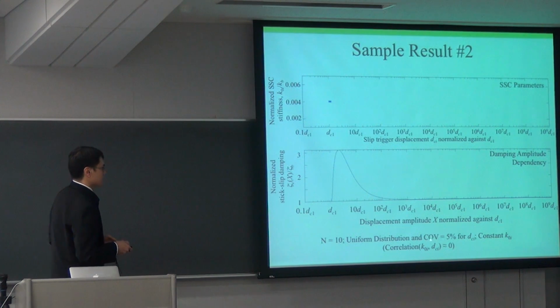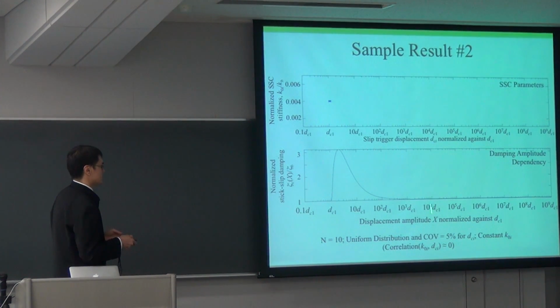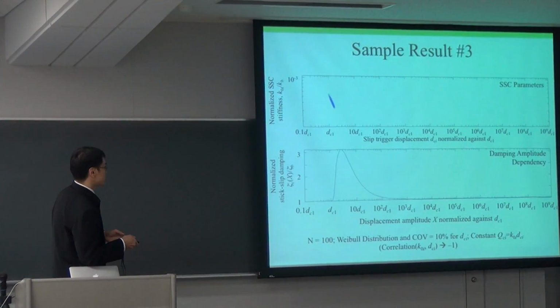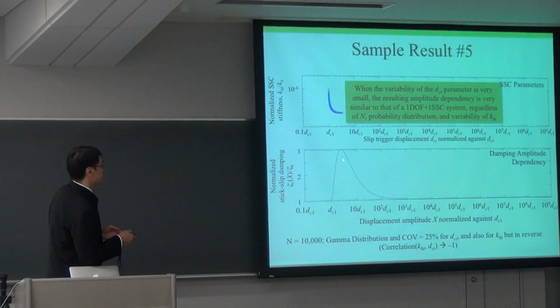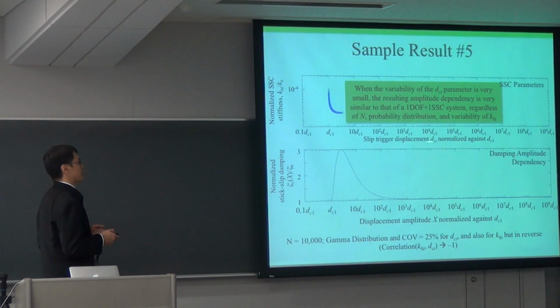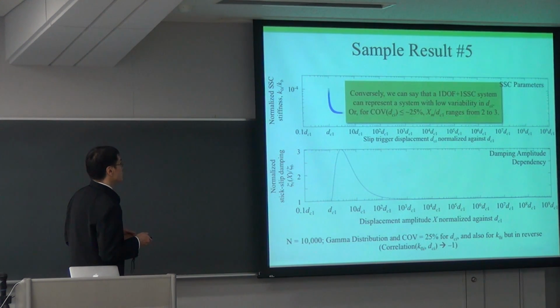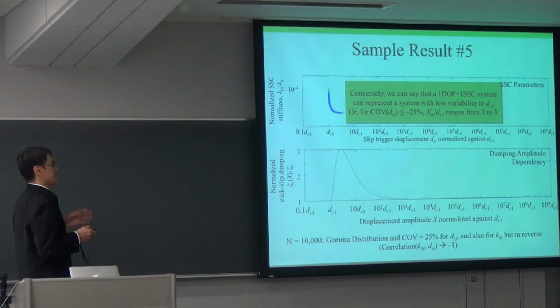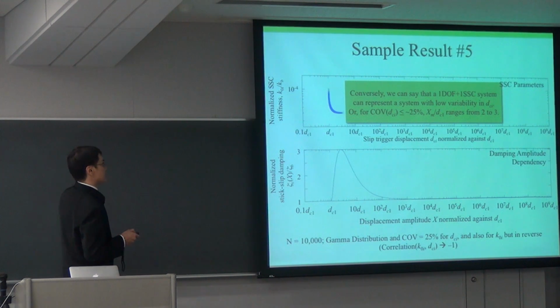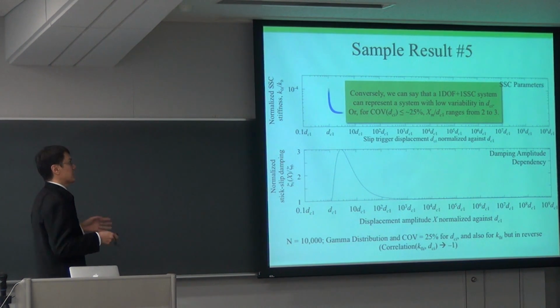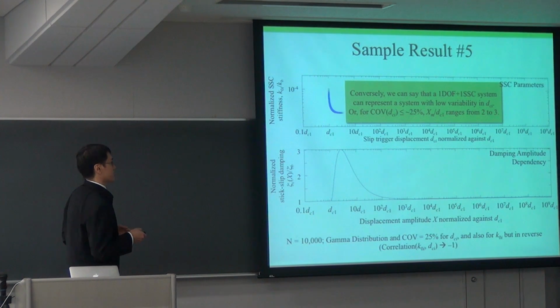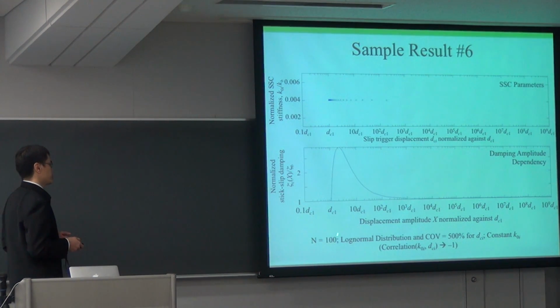Now, when there's some very small variation in the DCI, or trigger displacement, let's say 5%, 10%, 10% again, and then 25%, the shape is different, but still very similar to a 1DOF system, again regardless of n, probability distribution and variability of the stiffness parameter. So, conversely, for all these cases, we can say that the very simple system I showed you earlier, 1DOF plus one stick-slip component, can represent an actual building with low variability in the trigger displacement. So we can use that.